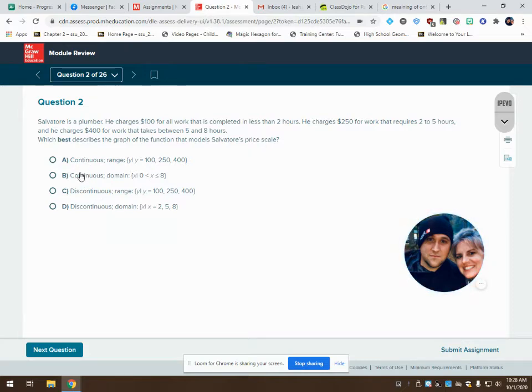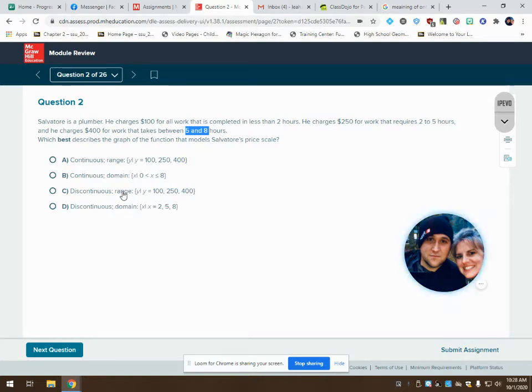Well, we know it's not going to be continuous. It has to be discontinuous, because it changes the amount of money depending on how many hours he works. It's going to be the same for anything less than 2 hours. Then there's going to be a break in the graph, because from 2 to 5 hours he's making $250. Then there's going to be another break in the graph, because between 5 and 8 hours he works for $400. So we know it has to be C or D by process of elimination.